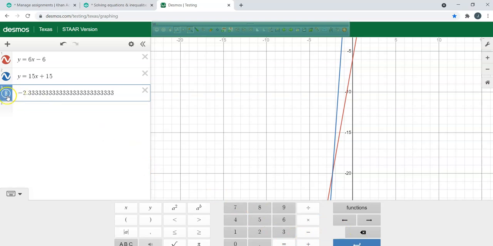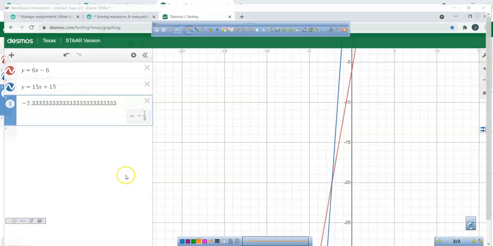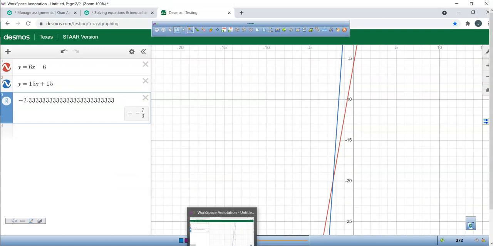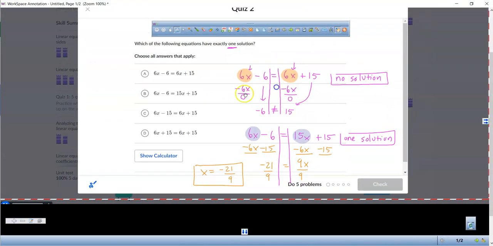What happens? See that level right there? It gets negative 7/3. You're like, wait a second. We didn't get negative 7/3. What did we get? What did I say? Negative 21 over 9. But does a 3 go into this? Right? 3 goes into it 7 times. Does a 3 go into that? 3 times. So our simplified answer is negative 7/3.